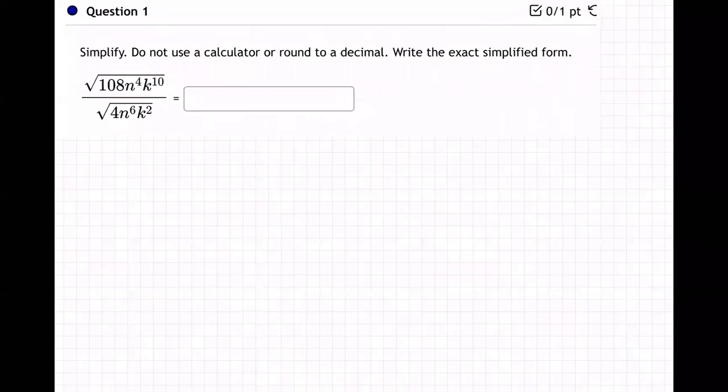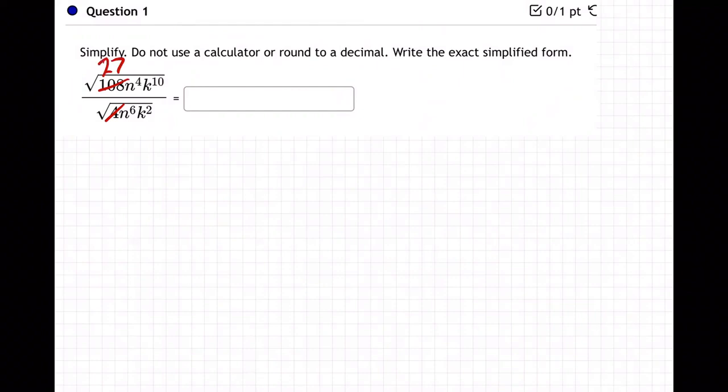Okay, so on this question, we're supposed to simplify, and we've got these two square roots. So what can we do? Well, basically, you can cancel things since they're both in square roots. So 4 into 108, I think I can do 4 into 27. Yeah, it goes in 27 times.